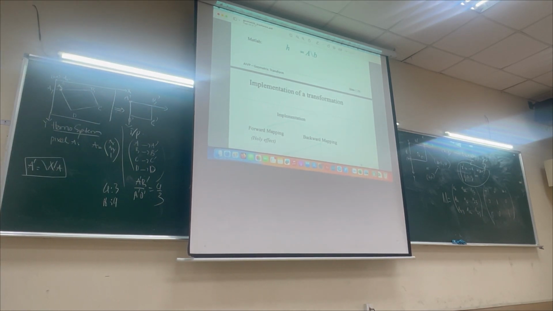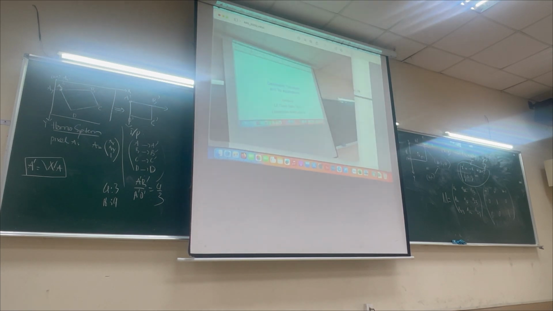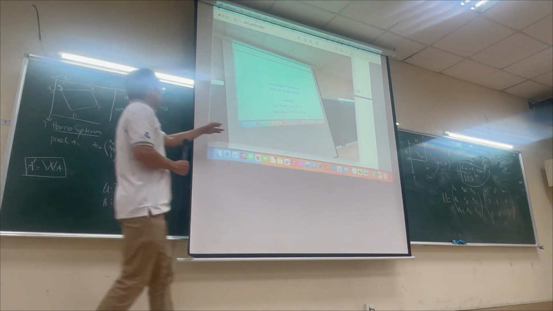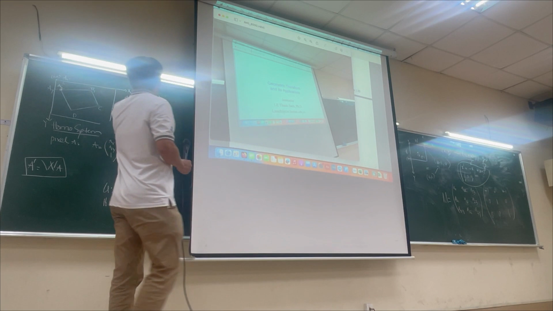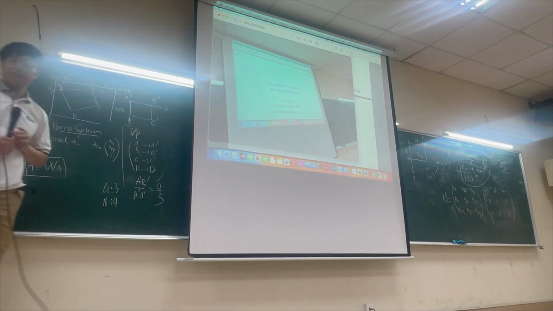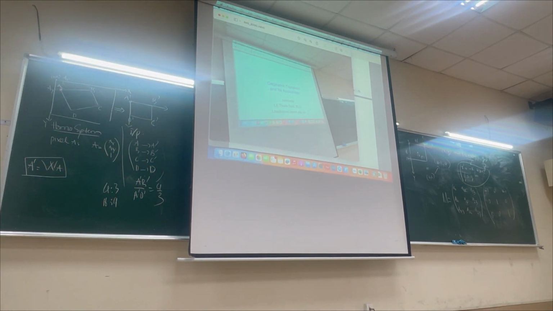And homework: see the picture here, and you have to generate that form, whatever. Flip. Now, write a program to generate the picture A prime here. So that is the programming exercise.